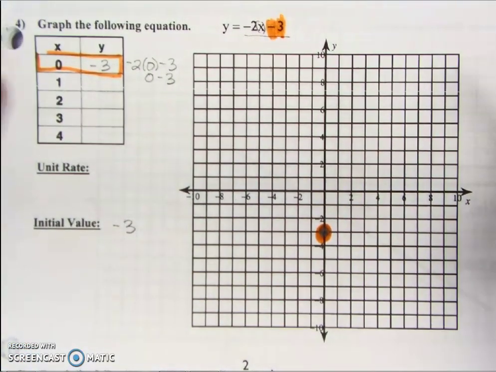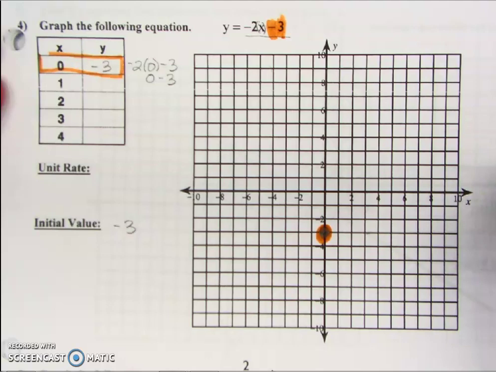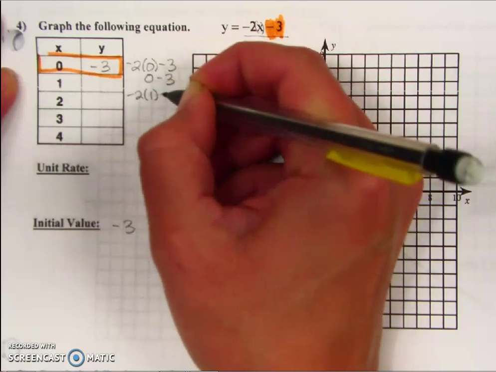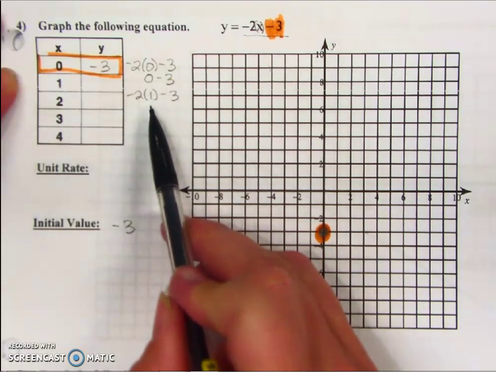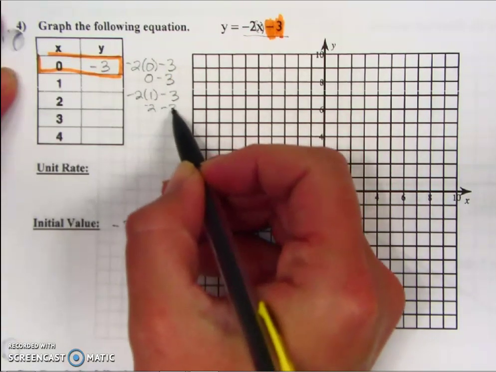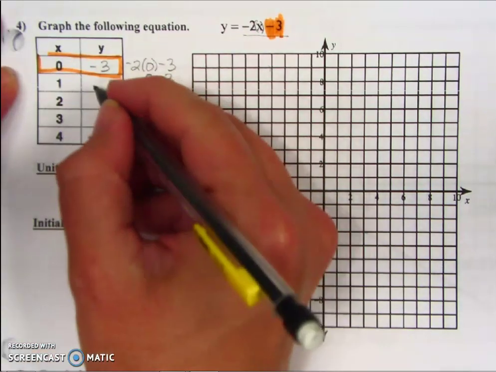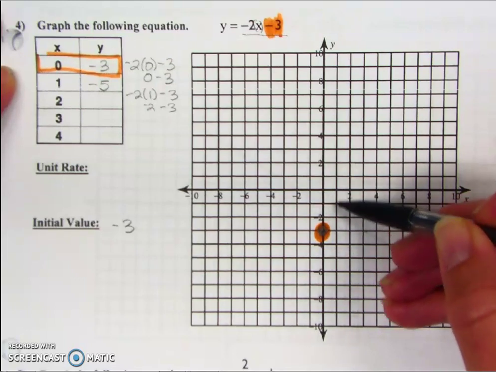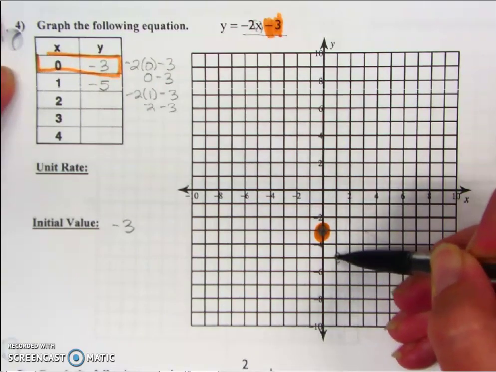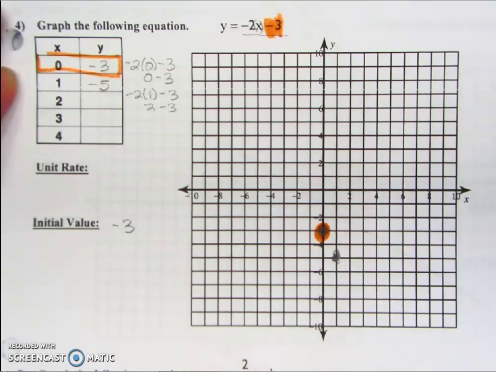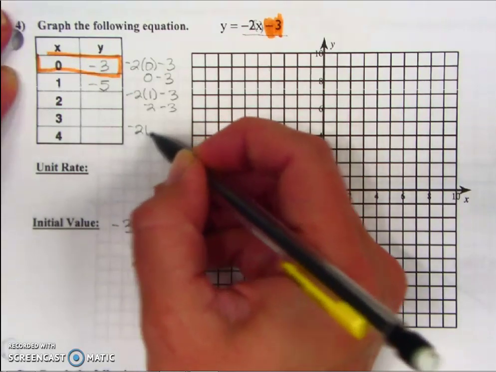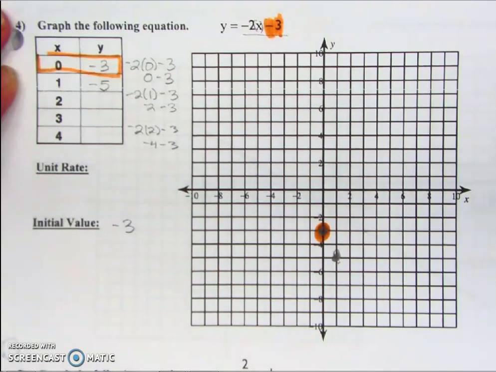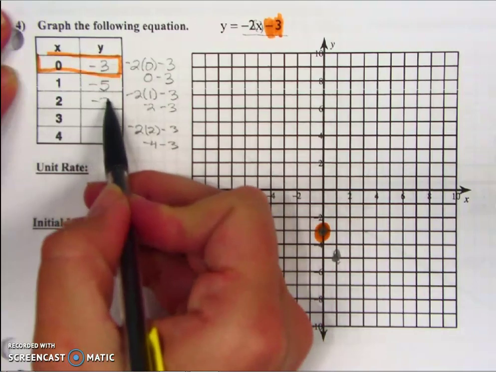All right, now let's look at how this changes. Remember, our unit rate is how it's changing. So let's try -2 times 1 minus 3. -2 times 1 is -2. And if we take away 3 from -2, we end up at -5. So this one has where x is 1, y is -5. It looks like this graph is going down. Let's try the next one. -2 times 2 minus 3 would give us -4, take away 3, which gives us -7.